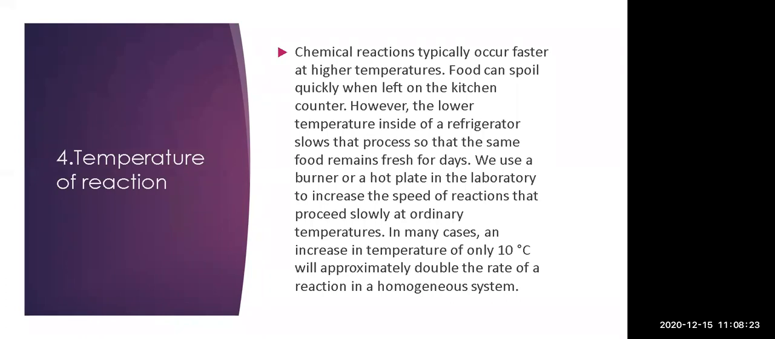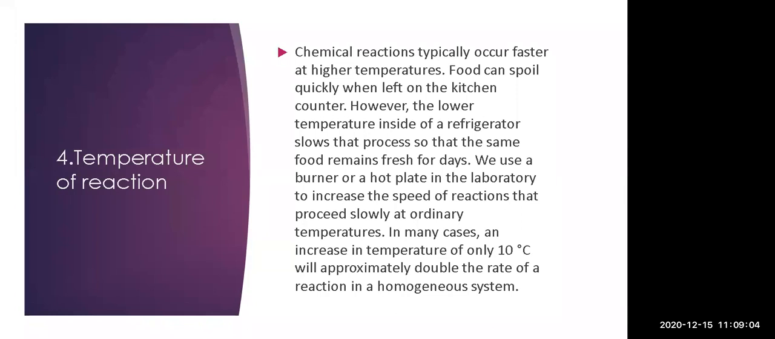So whenever food is prepared, we keep it in the refrigerator, which slows down the process of chemical reaction and keeps the food fresh for days. That's why whatever food or things we buy or make, if we want to store them, we keep them in the refrigerator so that the rate of chemical reaction will decrease. So temperature has a very vital role in the rate of reaction. If the temperature increases, the chemical reaction also increases.